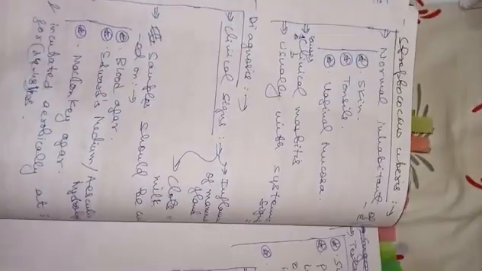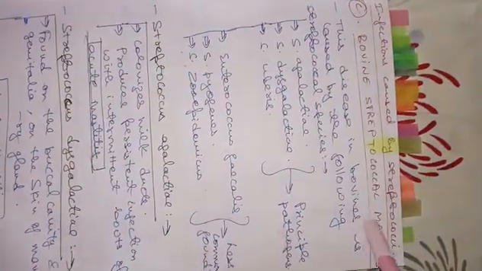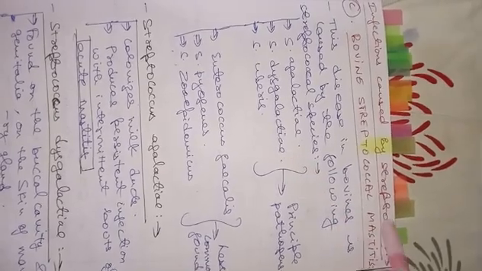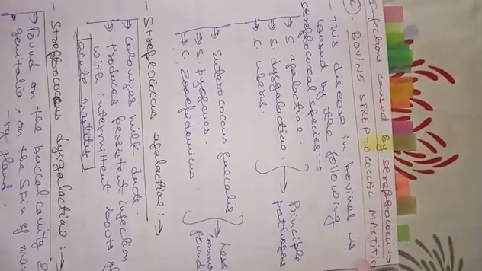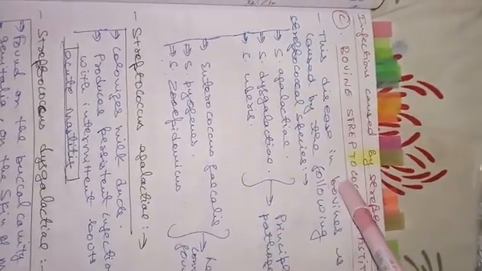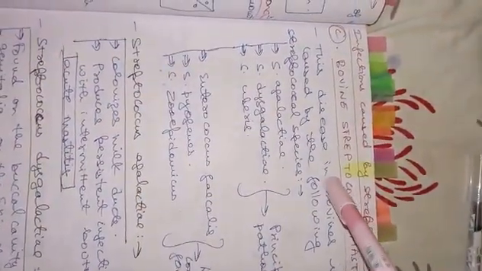Okay. Now we'll move on to the last topic of streptococcus, that is infections caused by streptococcus, bovine streptococcal mastitis. So as we know, mastitis is a multifactorial disease, that is, it is caused by multiple bacteria. It is caused by Staphylococcus aureus, it is caused by streptococcus, it is caused by E. coli, various bacteria. A large number of bacteria cause mastitis.